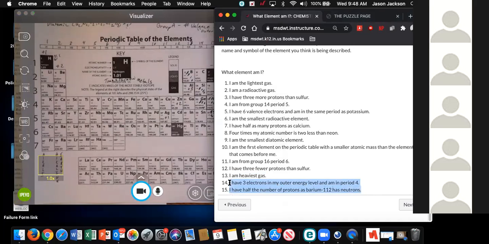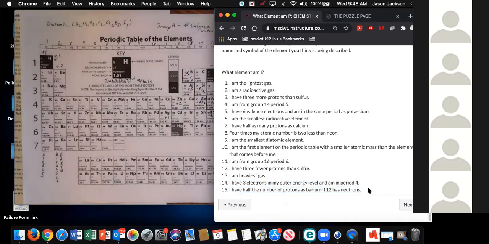Hardest one, I'll give 5 bonus points for this last one. Whoever gets it first, go ahead and type it in. You can write the symbol or the name. I have half the number of protons as barium-112 has neutrons.